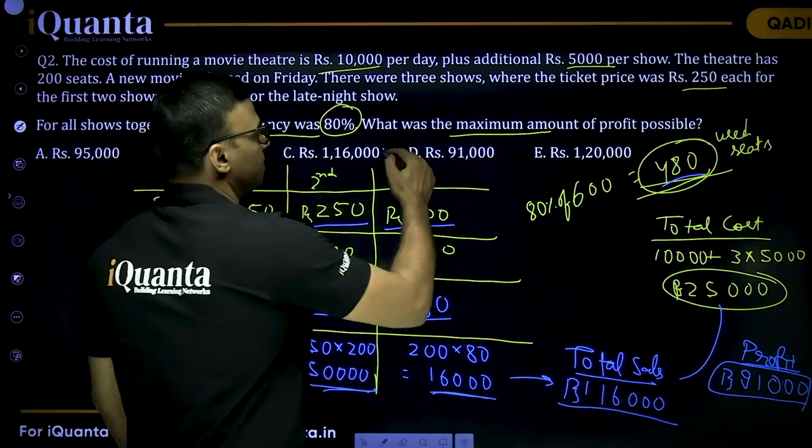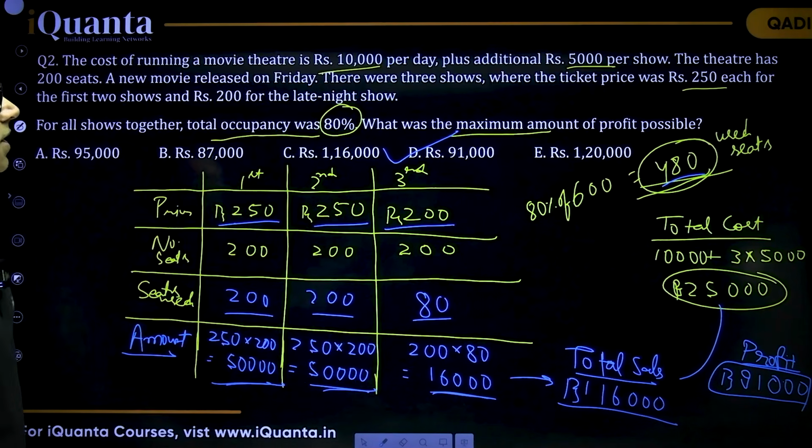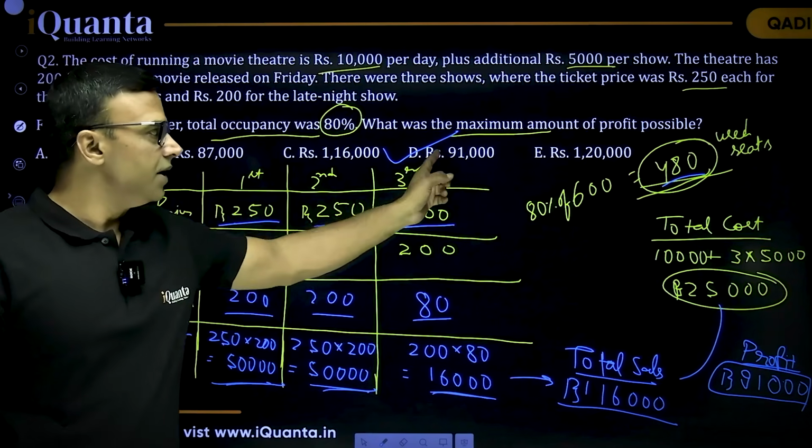Do we have that option? Option D is rupees 91,000 according to these 5 options. This is the correct answer.